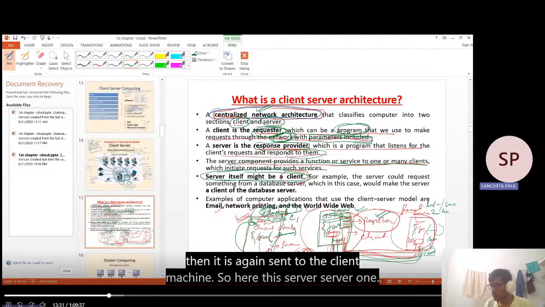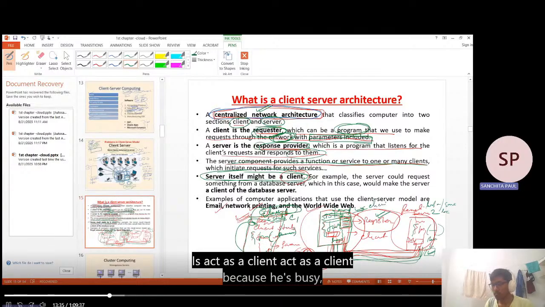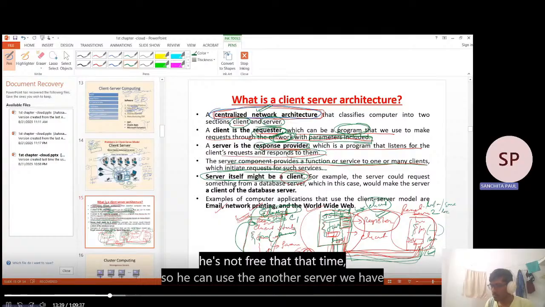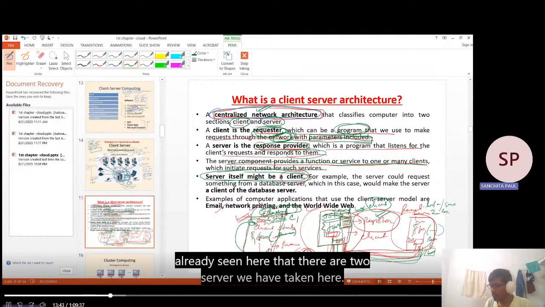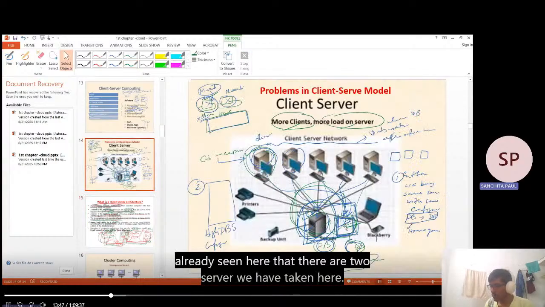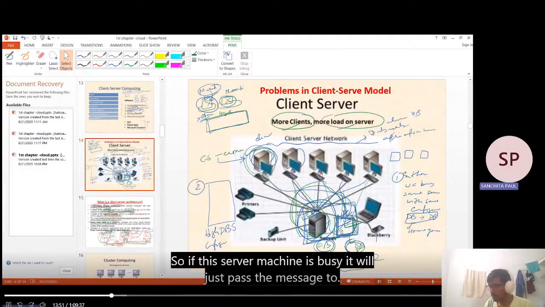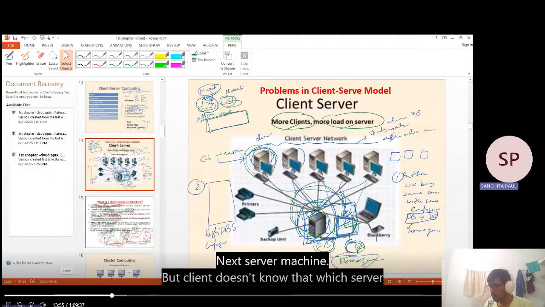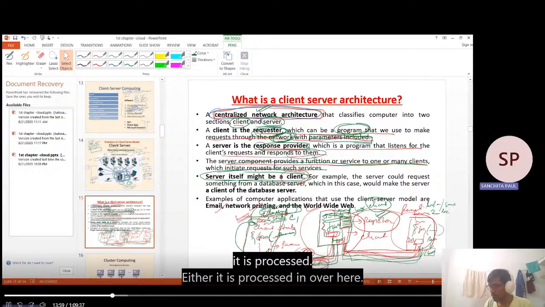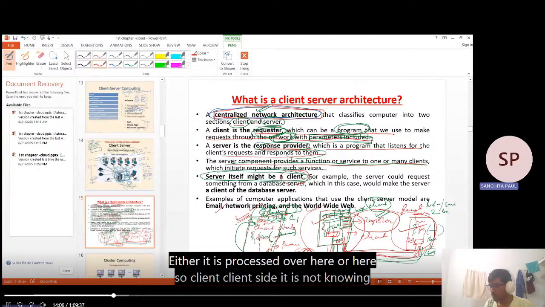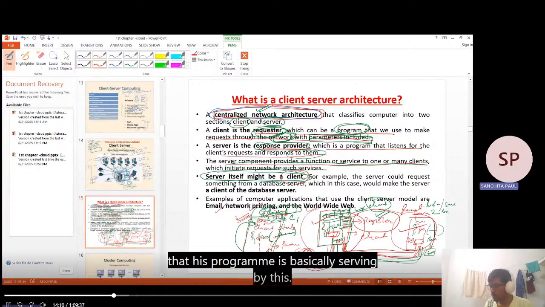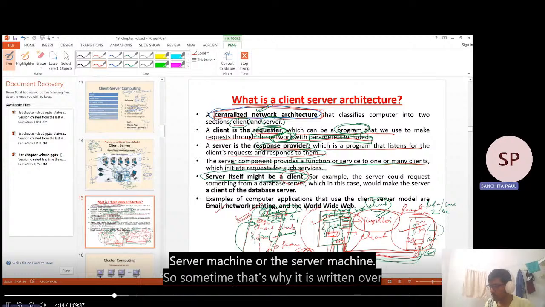So here server 1 acts as a client because it is busy and not free at that time, so it can use another server. We have already seen that we have taken two servers here. If this server machine is busy, it will pass the message to the next server machine, but the client doesn't know which server processed it, either here or here. So the client side does not know whether its program is served by this server machine or that one. That is why it is written here that the server itself might be a client.